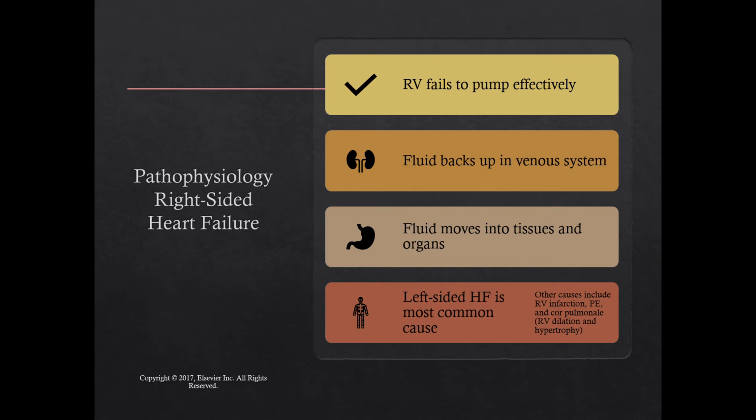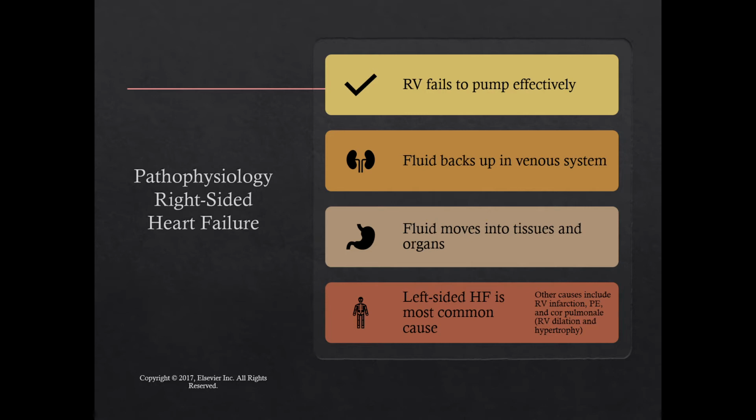Well, left-sided heart failure, right? Because when the left ventricle fails, fluid is going to back up where? As opposed to the venous system, into the pulmonary system. And that's going to increase pressures in the lungs. And so now the right ventricle is going to have to work harder to push blood to the pulmonary system. And basically over time, the increased workload weakens the right ventricle, and ultimately the right ventricle will fail as well.